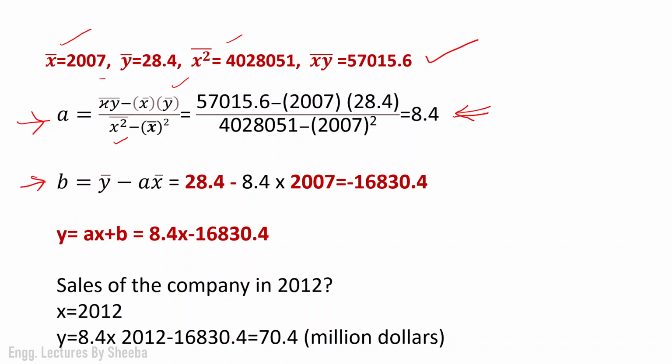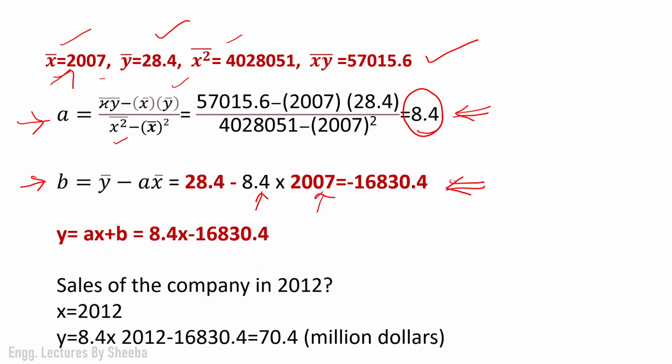Similarly, you are using the formula for B, that is Y bar minus A X bar. So you are using Y bar, here 28.4. A is found here, that is 8.4, that you are substituting here, and X bar is what? X bar is 2007, that we have substituted here and we got the value for B also.